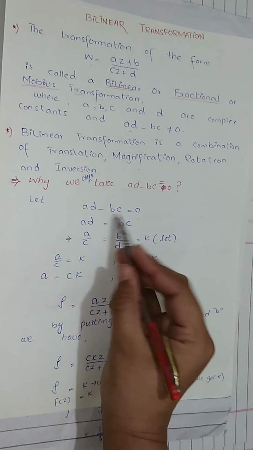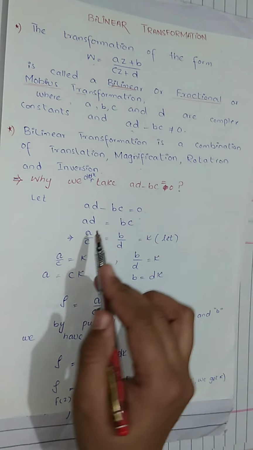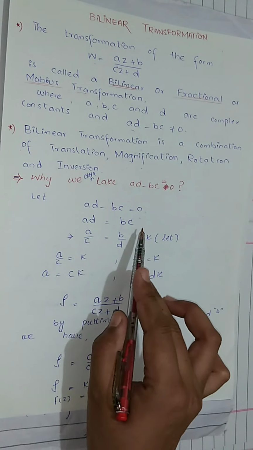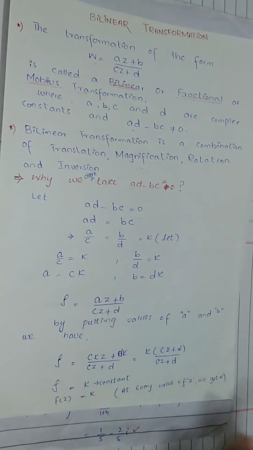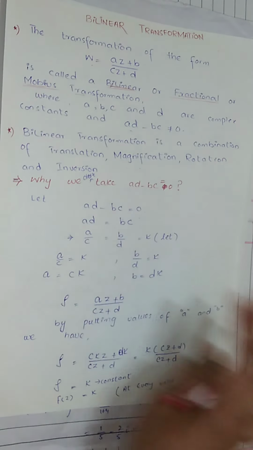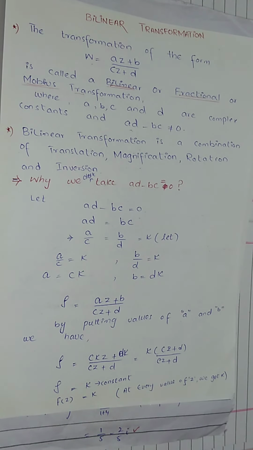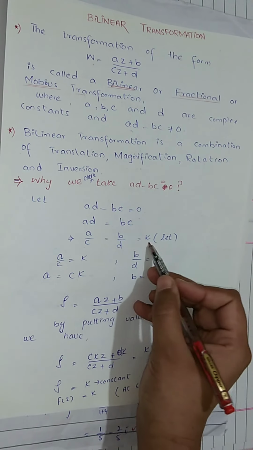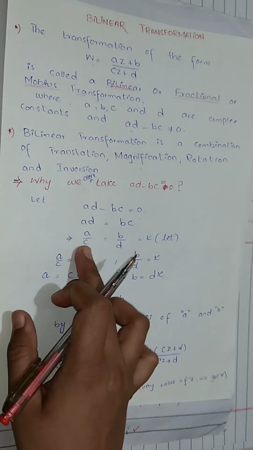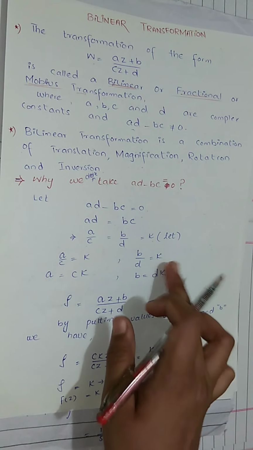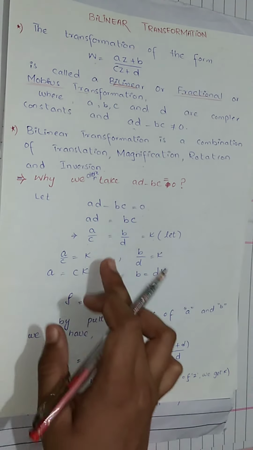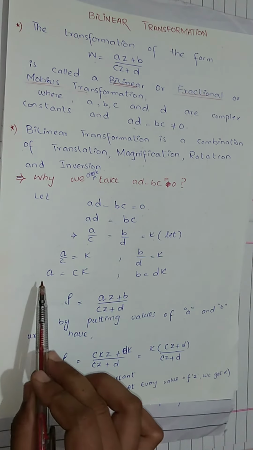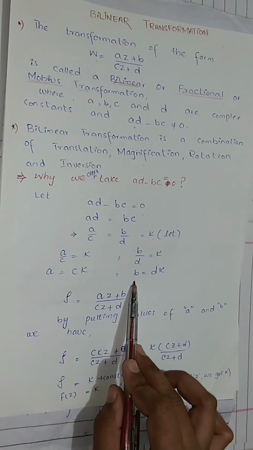Let AD minus BC is equal to 0, so AD is equal to BC. By dividing by C and D, we have these two equivalent forms. Now we let A by C and B by D is equal to K. We just put A by C is equal to K and B by D is equal to K. So A is equal to CK and B is equal to DK.